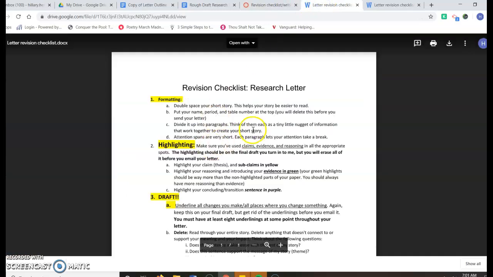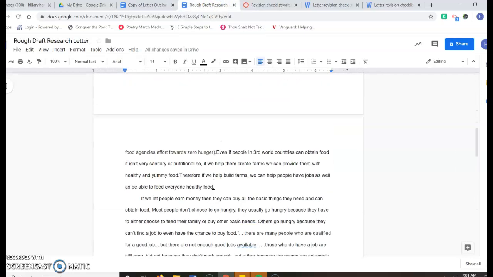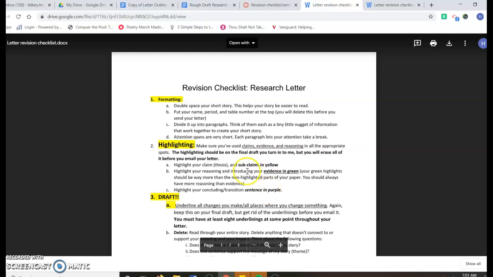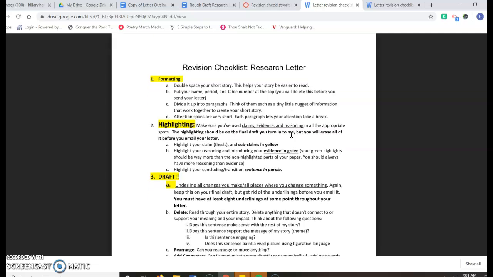Then divide it up into paragraphs. I already did that because I just copied and pasted everything over from the outline. Attention spans are very short, so make sure your paragraphs let your audience's attention take a break.